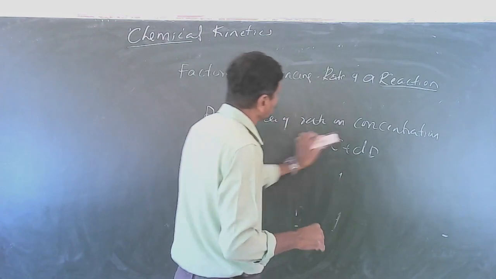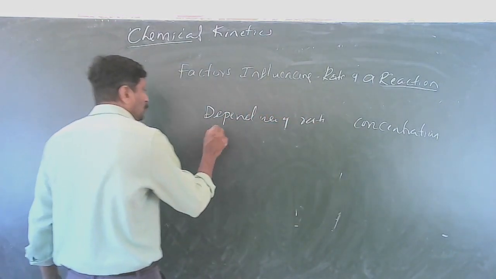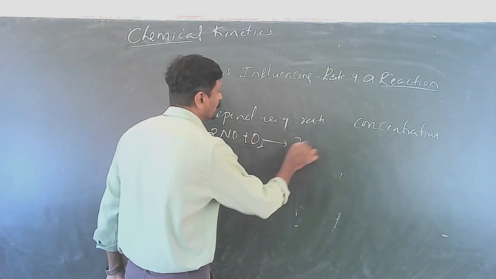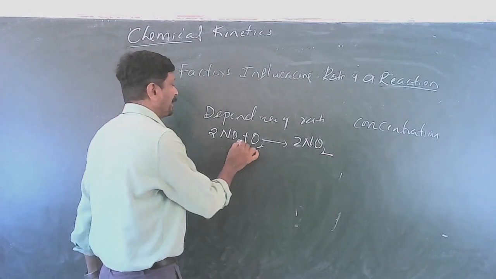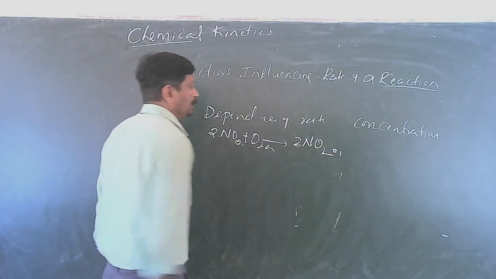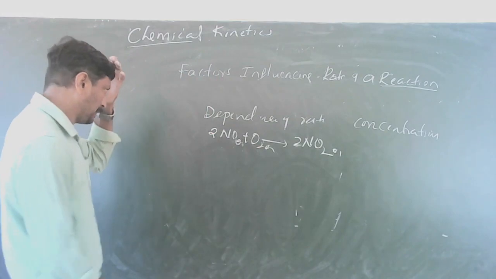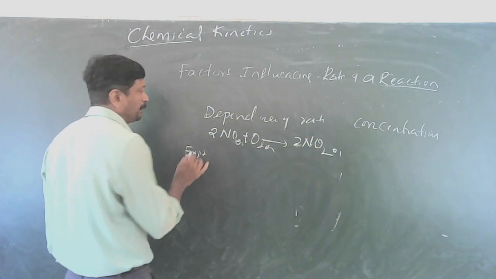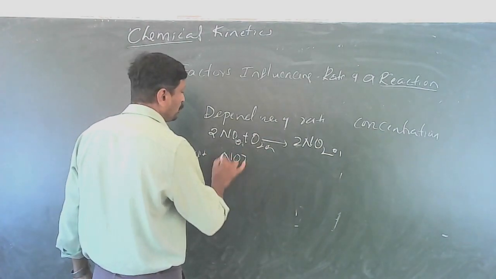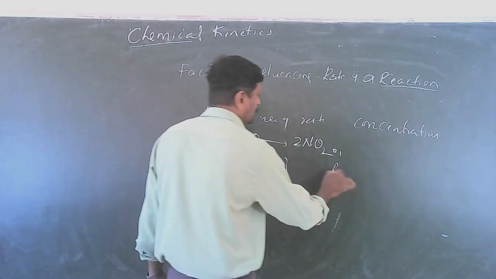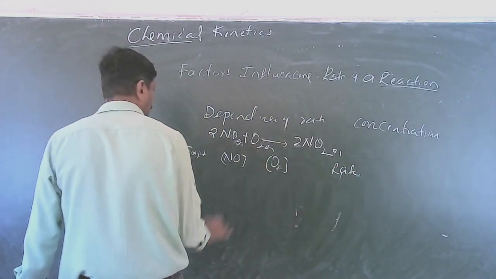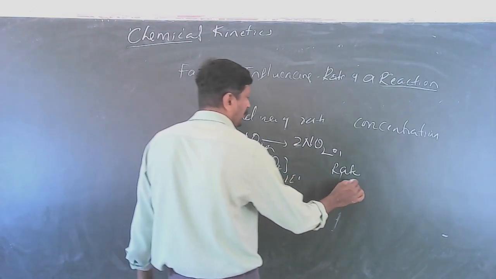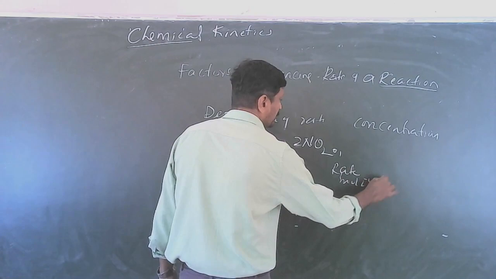Suppose you have a reaction: 2NO plus O2 giving rise to 2NO2. Suppose you conducted experiments, measuring the molar concentration of NO, the molar concentration of O2, and the rate. Molar concentration is in moles per liter, and rate is in moles per liter per second.